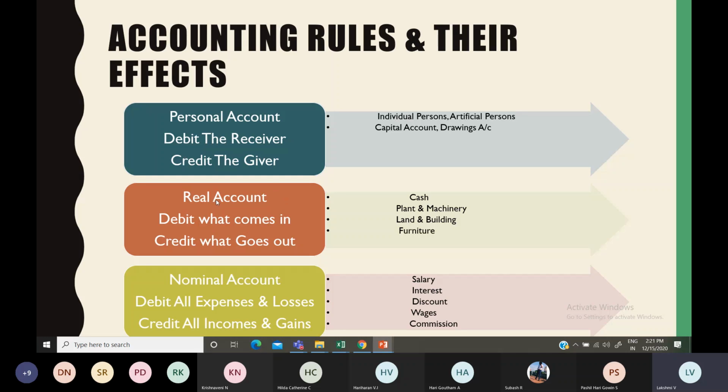And real account: all the tangible and intangible items, assets, come under the real account. Generally, if you see cash, either it is coming into the business, which means debit what comes in, or the same cash is going out of the business, which means you have to credit what goes out. Similarly plant and machinery, land and building, furniture, everything. You must think logically about each transaction. There will be a lot of transactions given to you, and you have to pass journal entries for them. That is the first step in our accounting cycle.